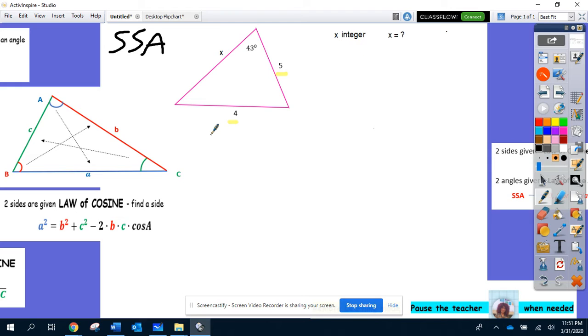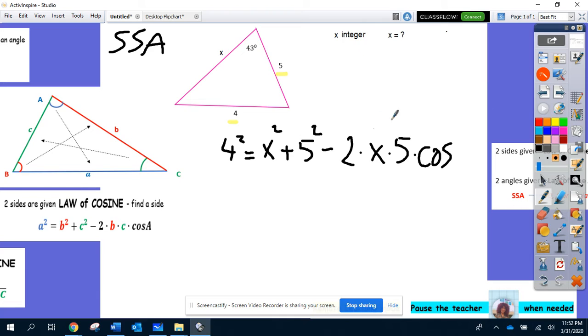So we have 4 squared equals x squared plus the other side 5 squared minus, let's follow the form, 2 times x times 5 times the cosine of the opposite angle of 4, which is 43 degrees. Let's calculate a bit here.